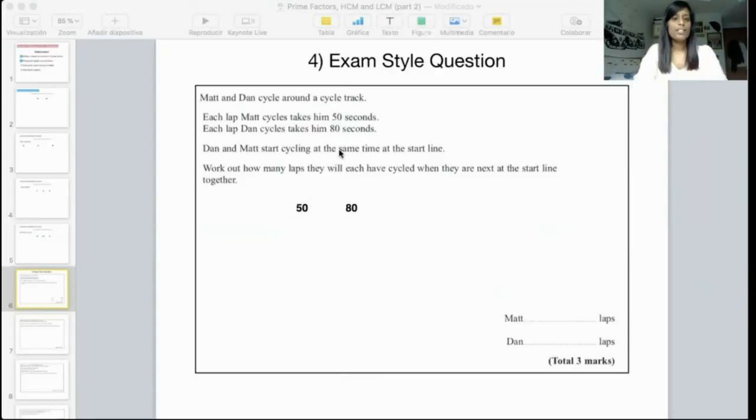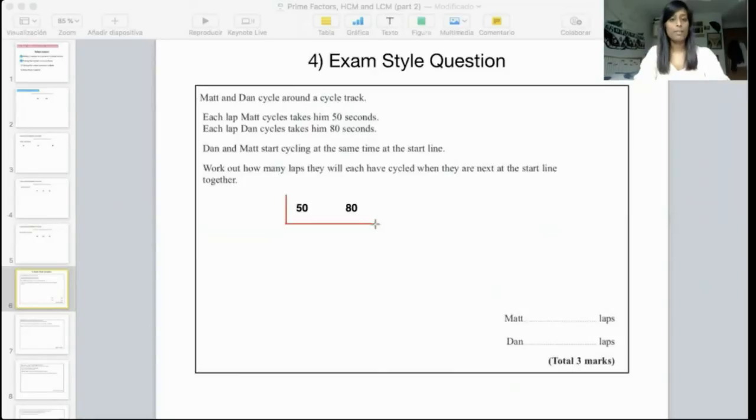Okay, so the idea is to find the time at which they lap together and finish the cycle at the same time. So one's going at 50, the other one's going at 80, which is a little slower, and eventually they meet at the same point. So what they're really asking for here is the lowest common multiple.